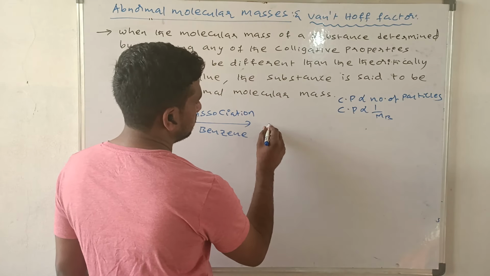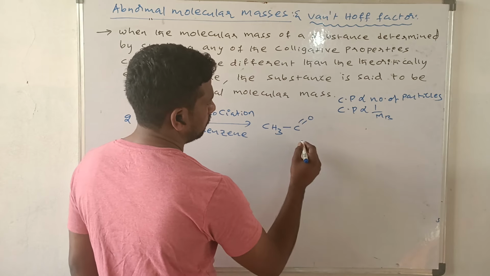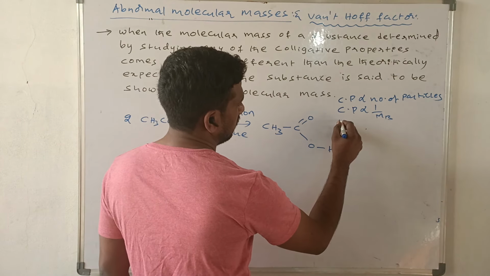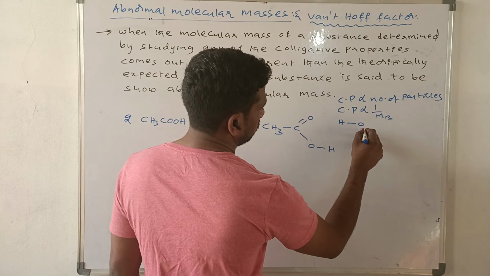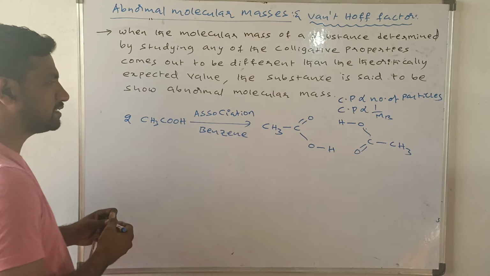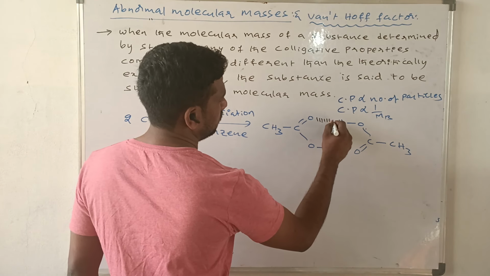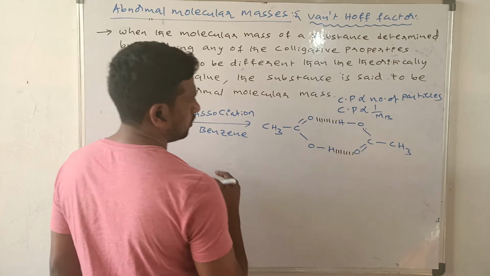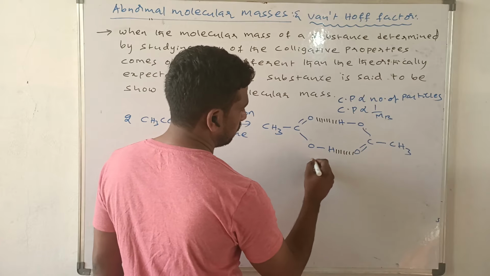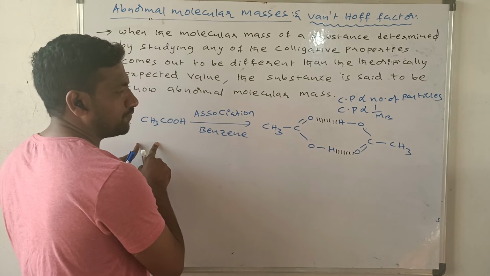Like this, CH3, and here we can write C double bond O, here O, here H, and similarly you can write hydrogen, oxygen, and C double bond O, and here CH3. Two moles of this acetic acid I have taken initially are converted into 1 mole. That is called dimerization. So acetic acid is undergoing the dimerization process, and 2 molecules are converted into 1 molecule.